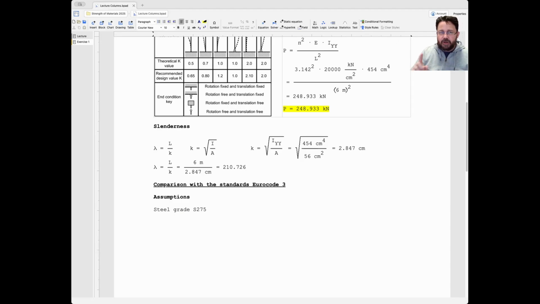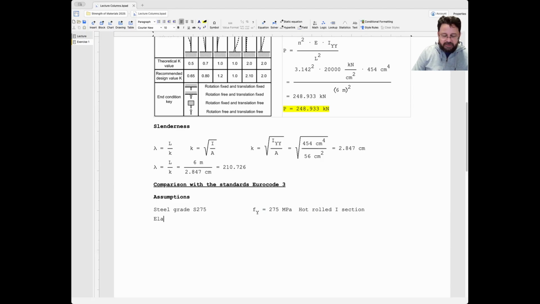And for that steel grade, we're going to have a yield strength associated with that steel. That yield strength, we're going to call it Fy, and that's going to be equal to 275 megapascals. And we're going to say that it's a hot-rolled I-section.